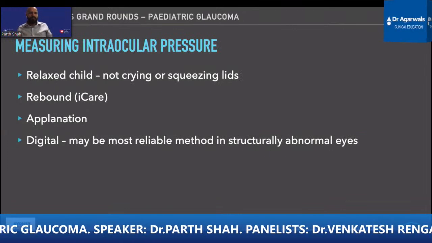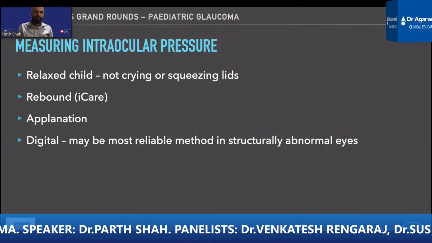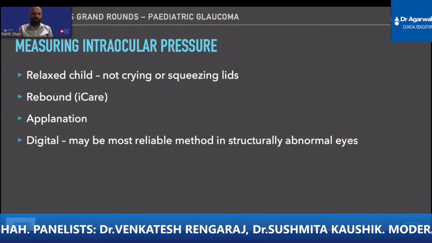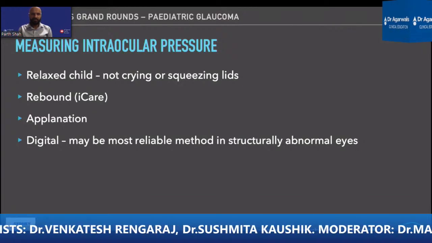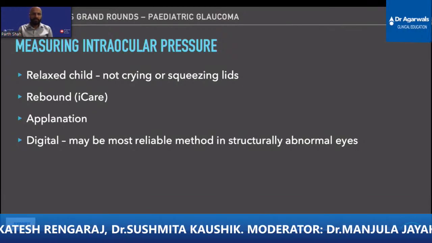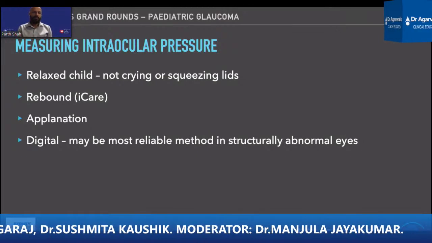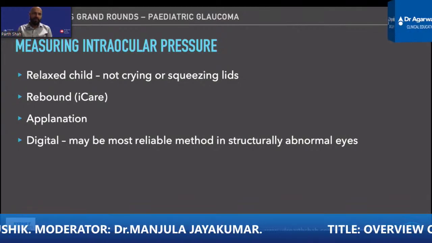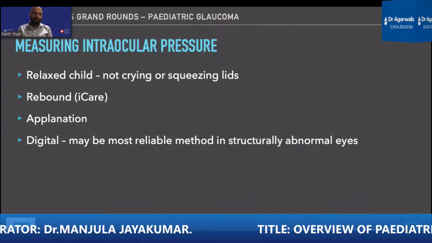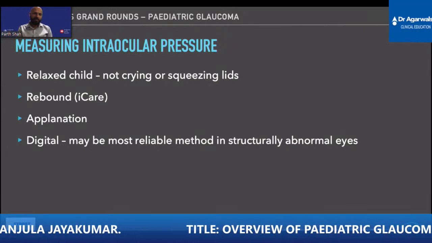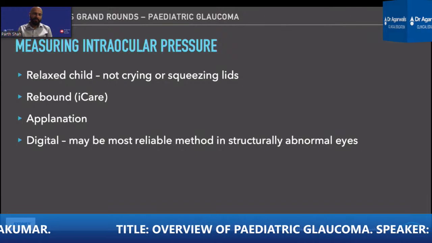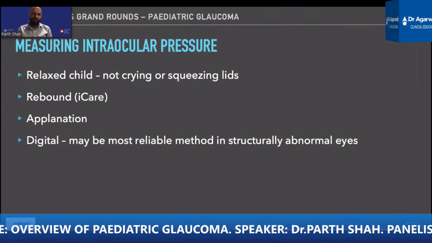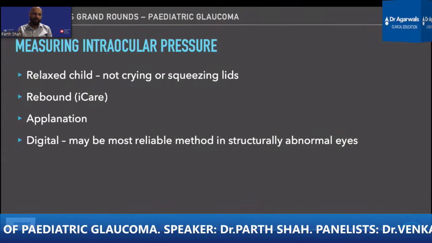So what are some tips to measuring intraocular pressure in children? It's important that the child is relaxed. If they're crying or in blepharospasm and squeezing their eyelids, that can rapidly increase the intraocular pressure and you won't get an accurate reading. We're fortunate here where I work in my centers to have a rebound tonometry in the form of an iCare, which is quite easy to obtain intraocular pressure in the child. It's important to get central measurements through the central cornea in an area of relative corneal clarity, if possible, to let it be more accurate.